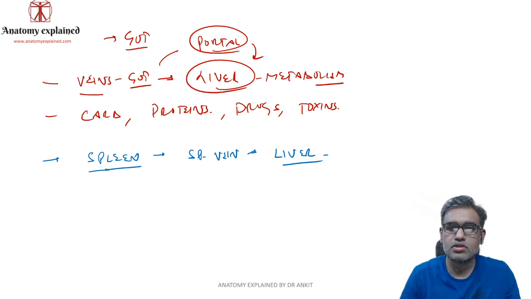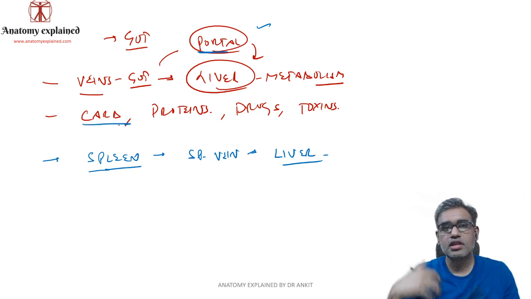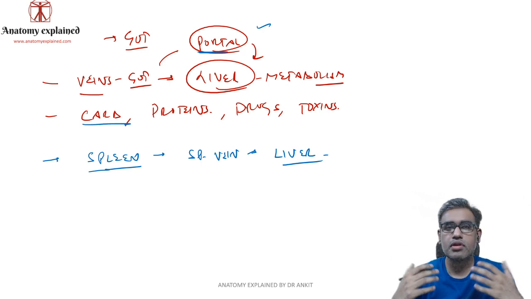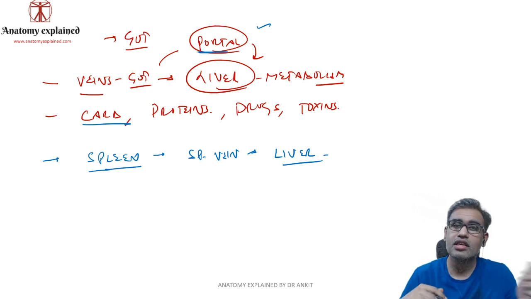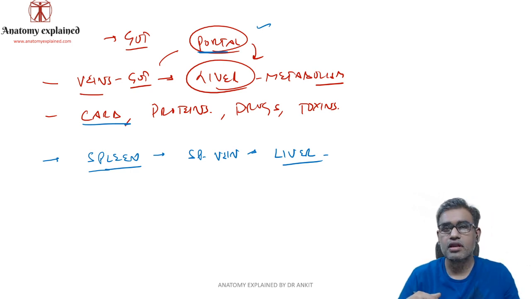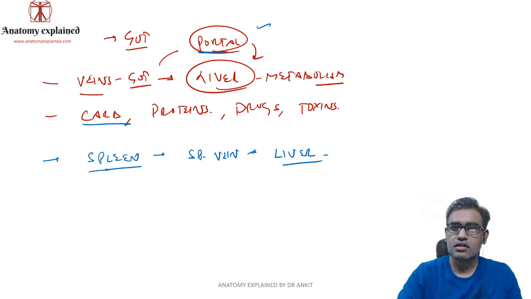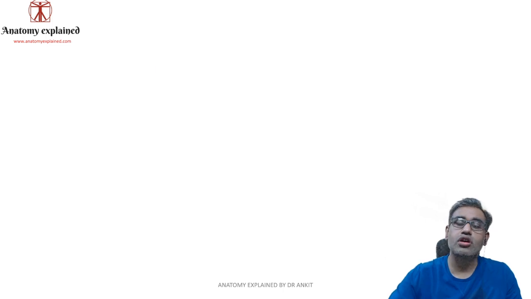So these are the two things which you have to understand: that it is a portal system, fine, but why it is needed to take all the nutrients which we take through our gut system, that has to reach the liver for metabolism, and then the spleen part. This should be clear before moving on to the anatomy part.